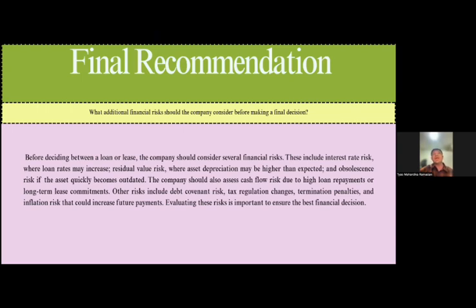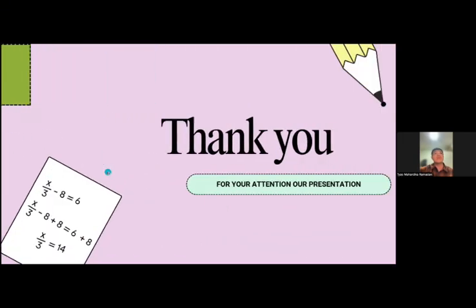The company should also assess the cash flow risk due to high loan repayment or long-term lease commitment. Other risks include debt covenant risk, tax regulation change, termination penalties, and inflation risk that could increase future payment. Evaluating these risks is important to ensure the best financial decision. That's all from me for case 4. Thank you.